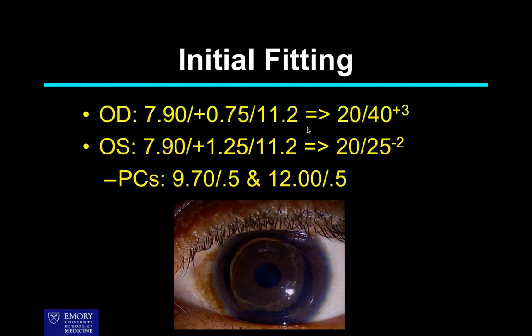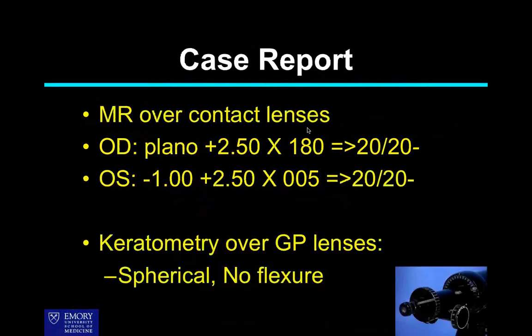Initial fitting, corneal gas perm lenses in 11.2 millimeter diameters. Got 20/40 and 20/25, relatively standard peripheral curves. But I was bothered by that. Looking at the eye, I should be able to get better vision than this.